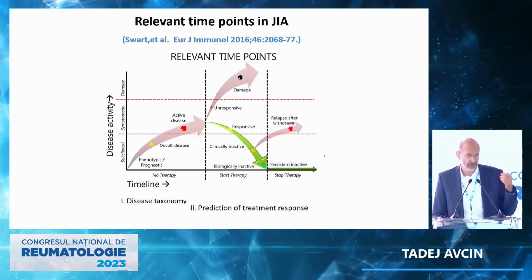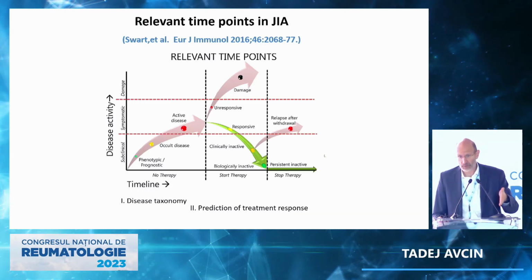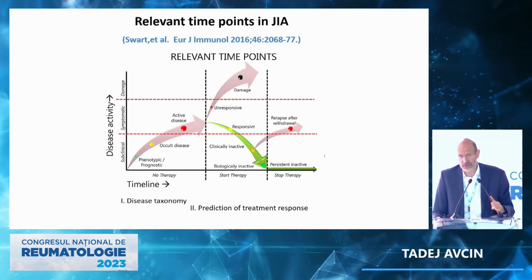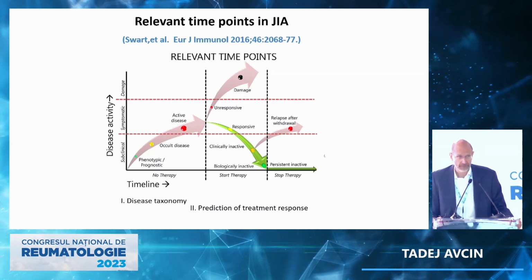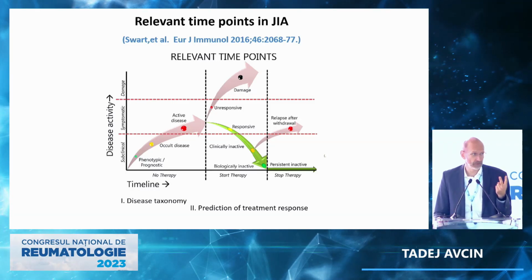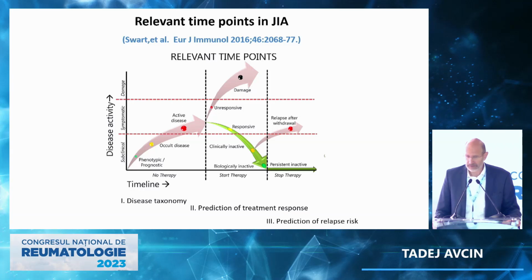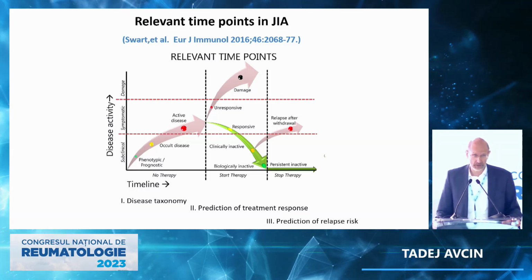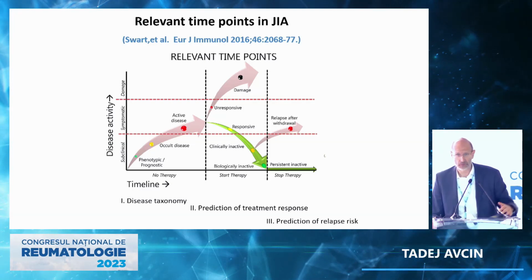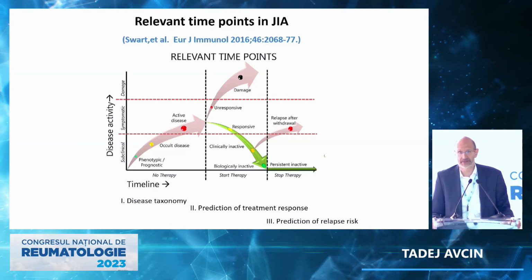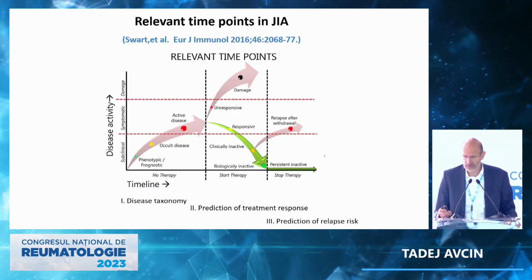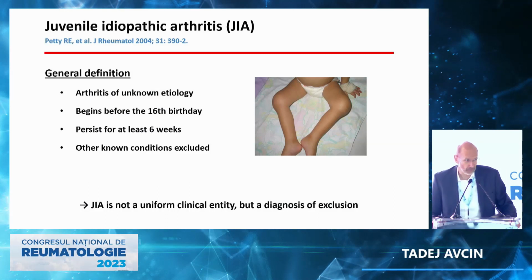If we use the right drug at the right time for the right patient, we will achieve clinically inactive disease or even disease remission. If the drug is only partially responsive or not responsive, the patient will have active disease and could develop disease damage. So the second column is about the prediction of treatment response. And the third column is when we are deciding if the inactive disease will stay in an inactive state for a longer time, so that this will be a sustained remission, and it's actually prediction of relapse risk. So these are the three critical time points.